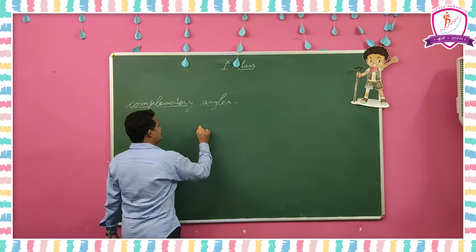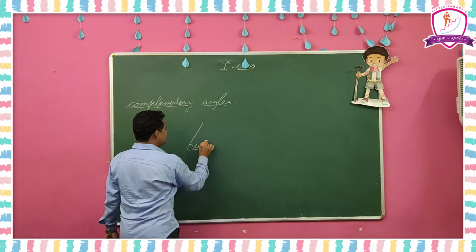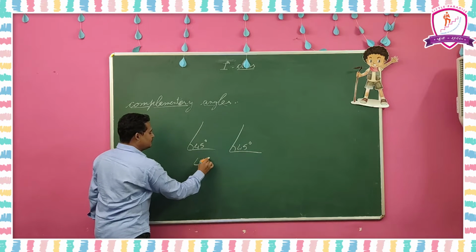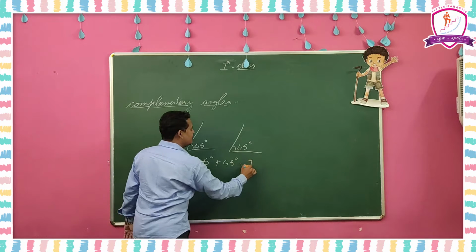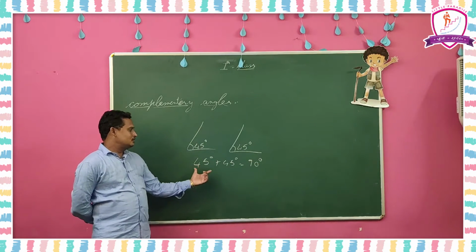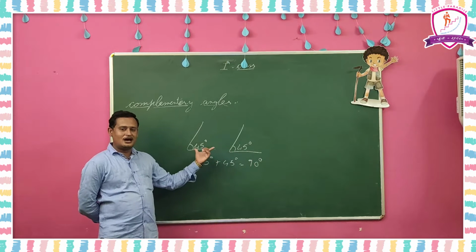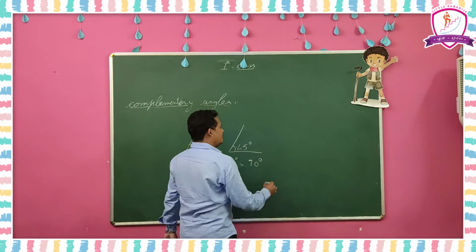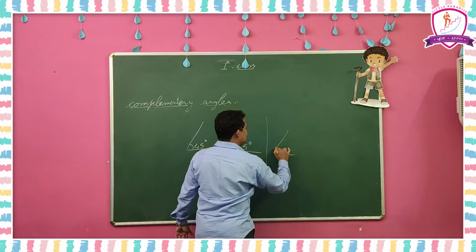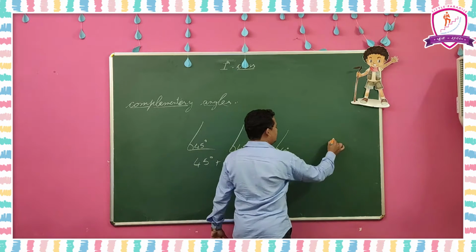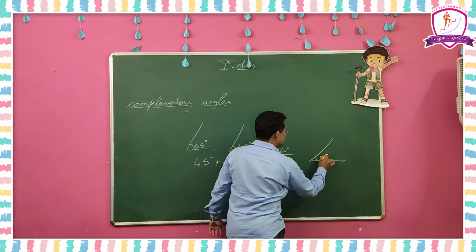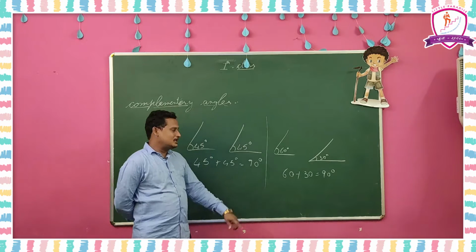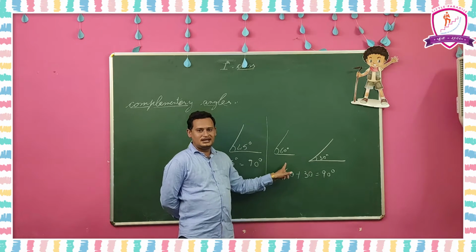Here I am going to give an example. I take a 45 degrees angle and again a 45 degrees angle. If we add 45 plus 45, you will get 90 degrees. So these two angles are called complementary angles. We can give another example also. If I take a 60 degrees angle here and a 30 degrees angle here, 60 plus 30 also gives 90 degrees. So we can say 60 and 30 are also complementary angles.